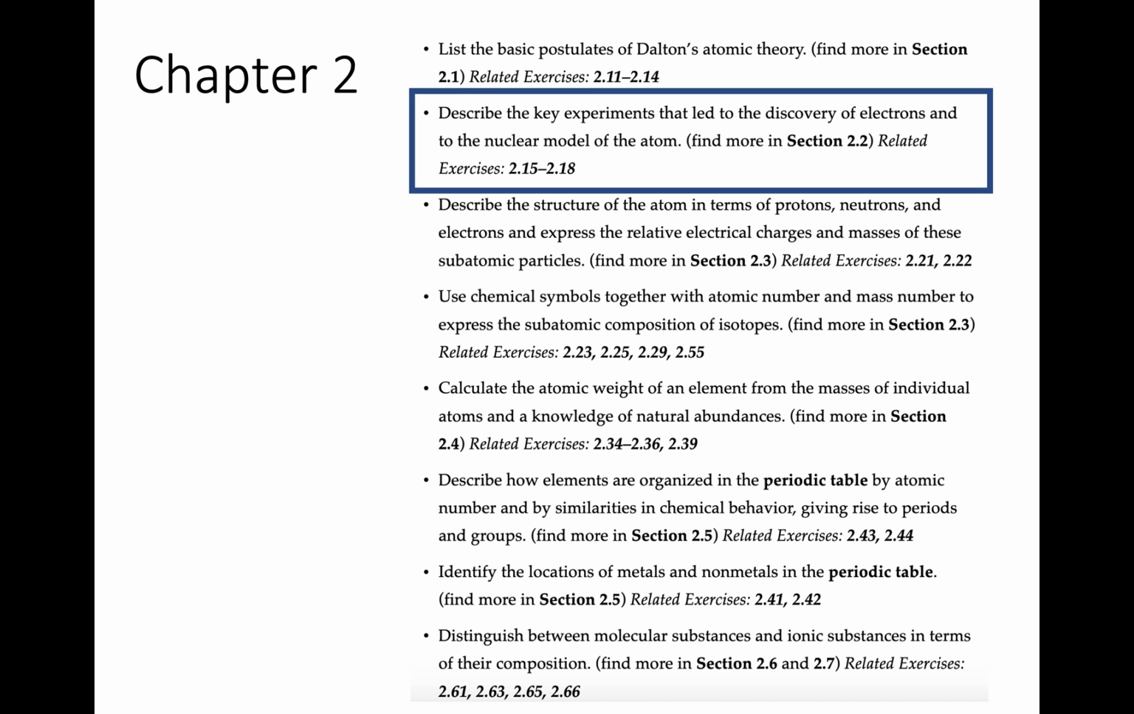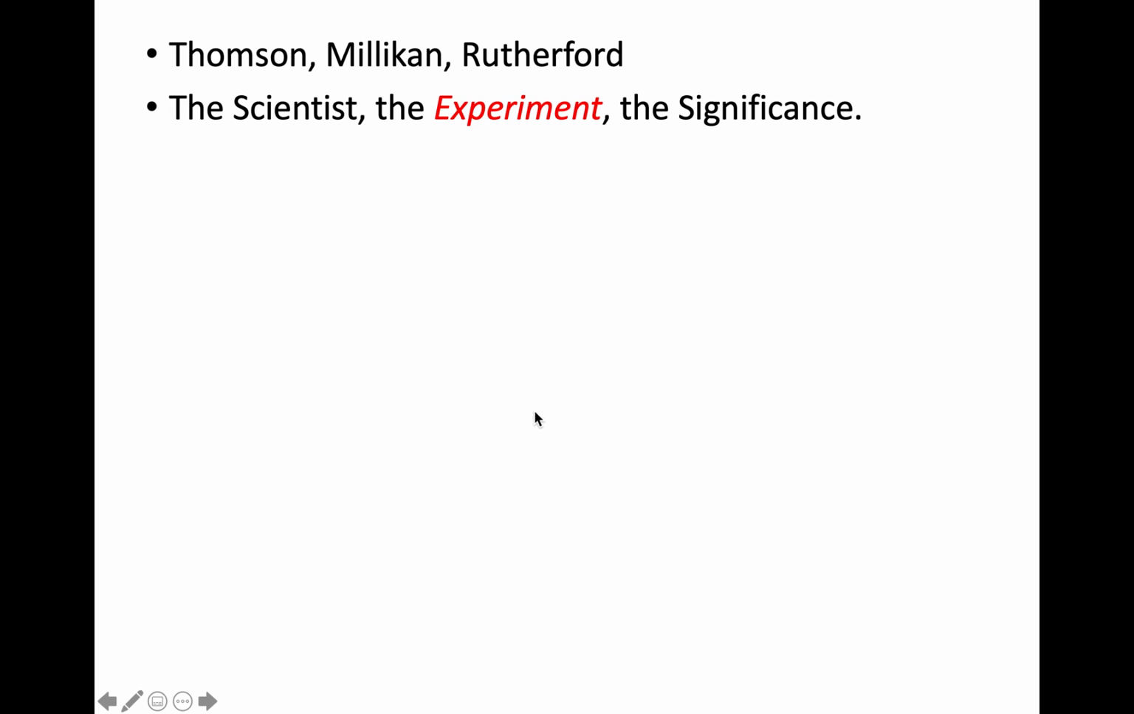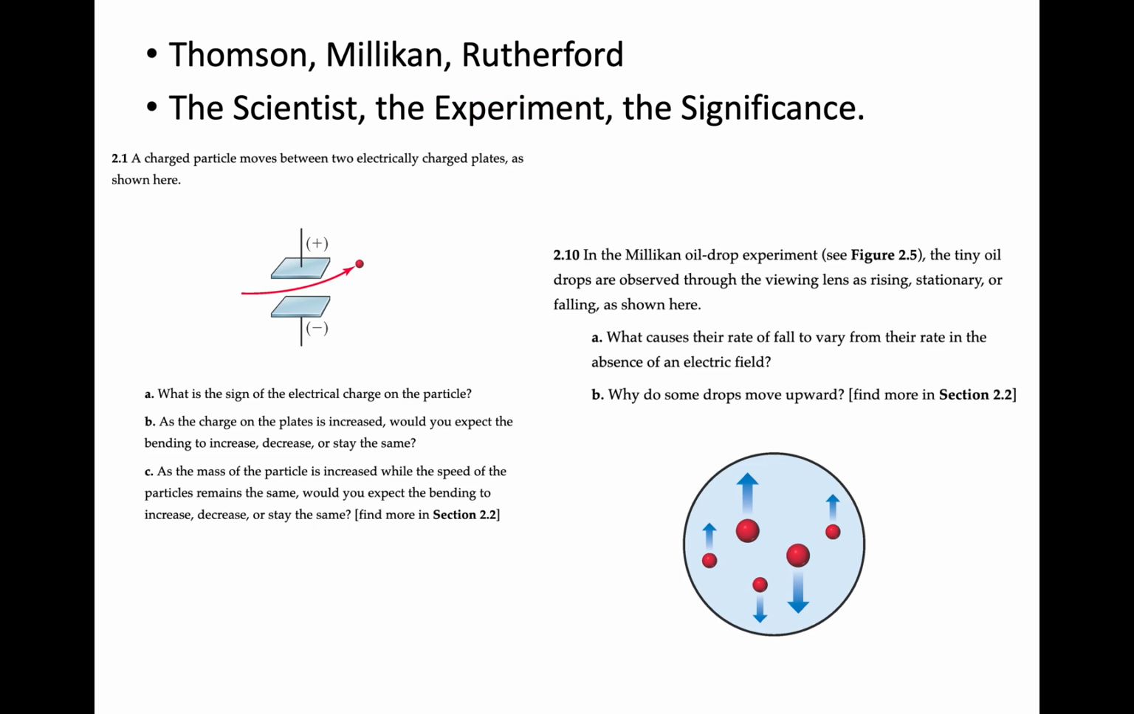An initial one was looking at the key experiments that led to the discovery of electrons and the nuclear model. So we're talking about the works of Thomson, Millikan, and Rutherford. For each one, we want to know the scientist, the experiment, and the significance of their work. I'm highlighting the experiment because I think that is the most challenging part.